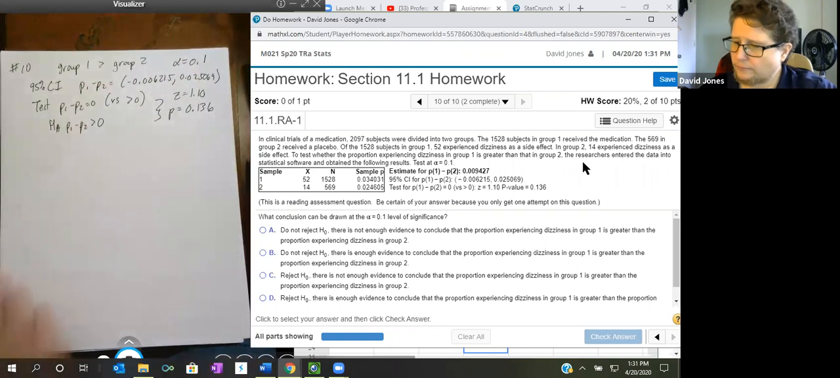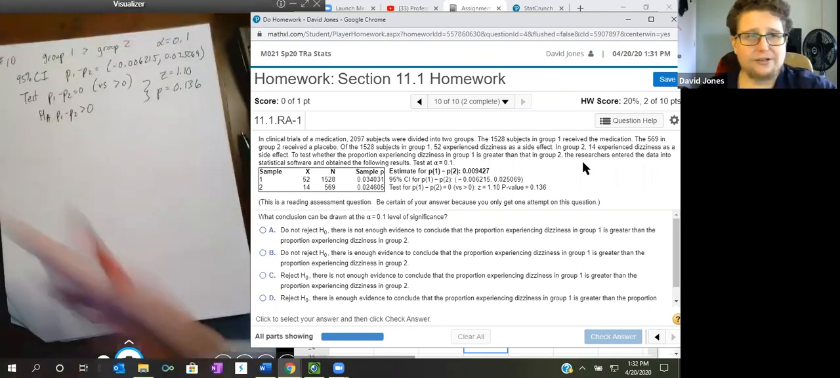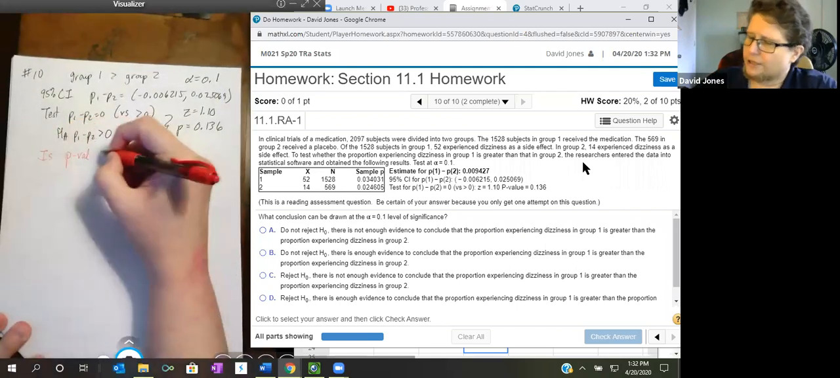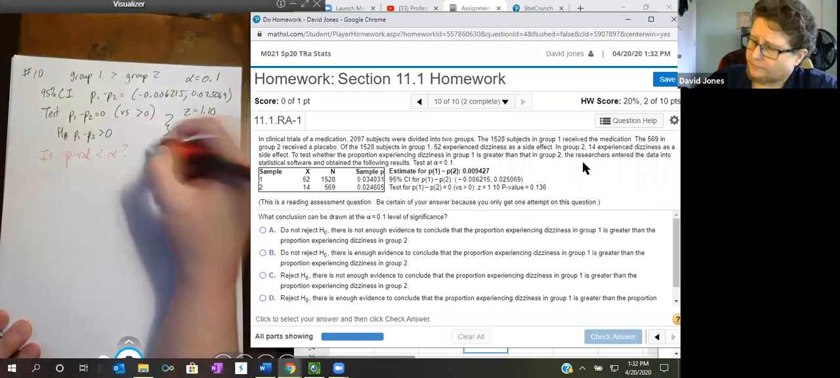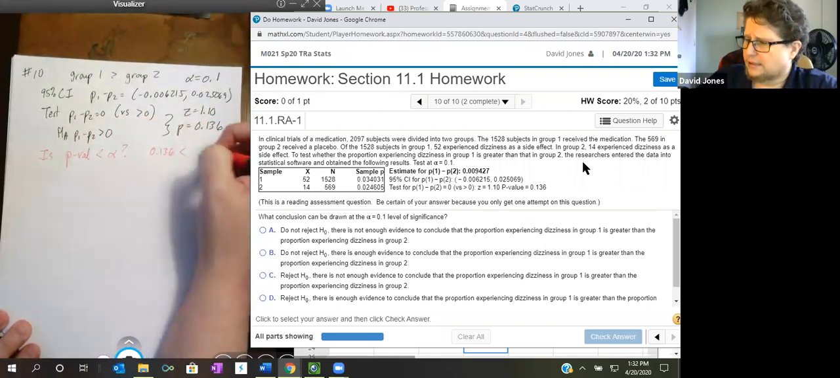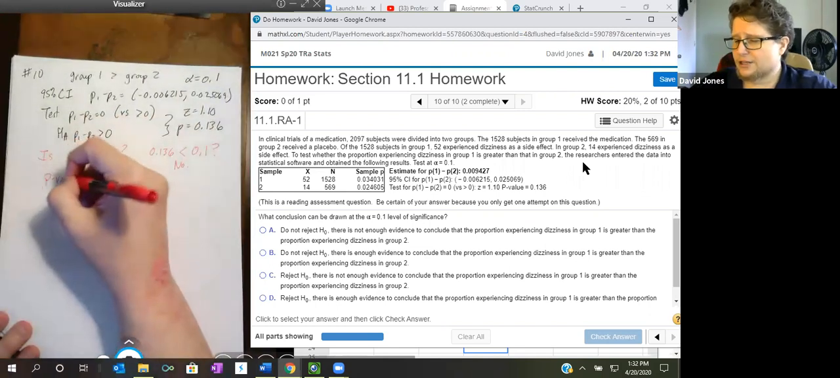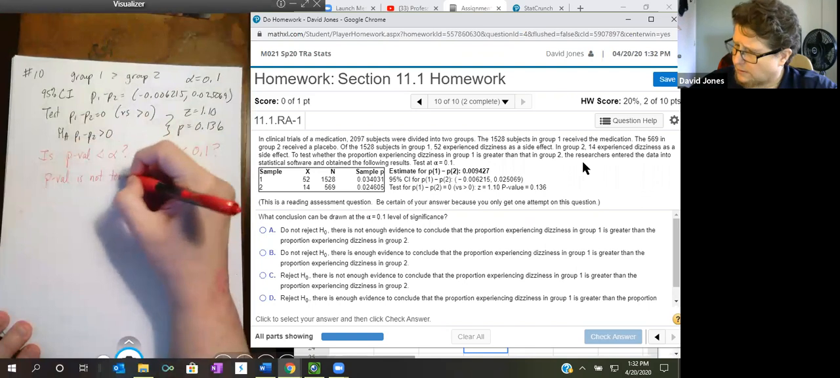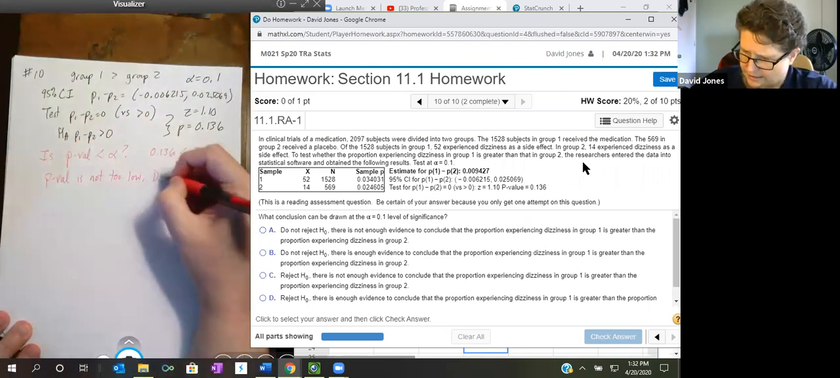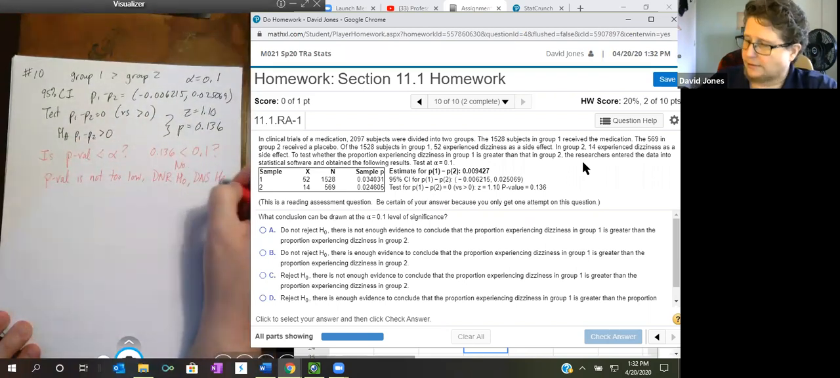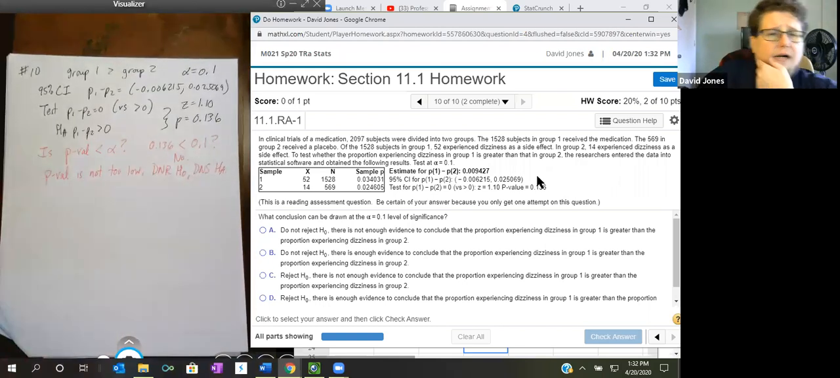So we have to compare the p-value versus alpha, right? They did all the work for us. Is the p-value less than alpha? Is that less than 0.1? No. The p-value is not low enough. Do not reject the null hypothesis. Do not support the alternative one. So we have do not reject the null hypothesis.